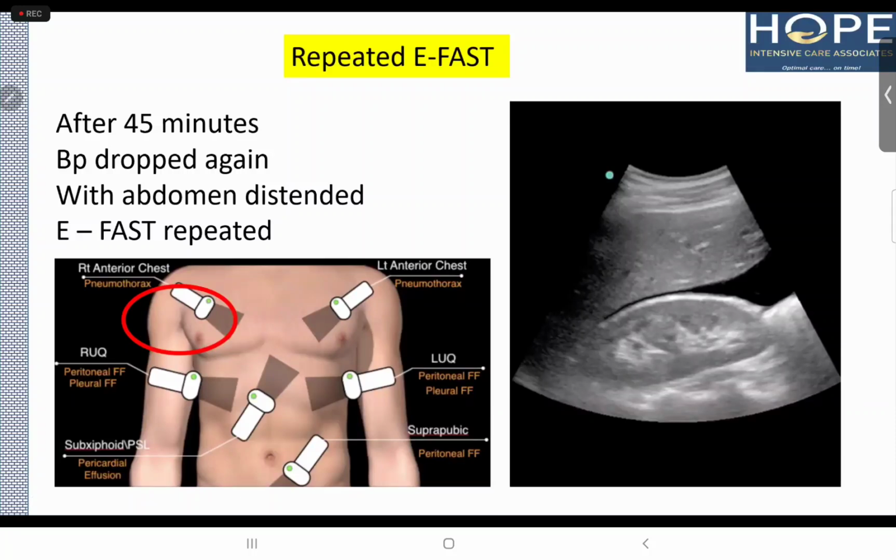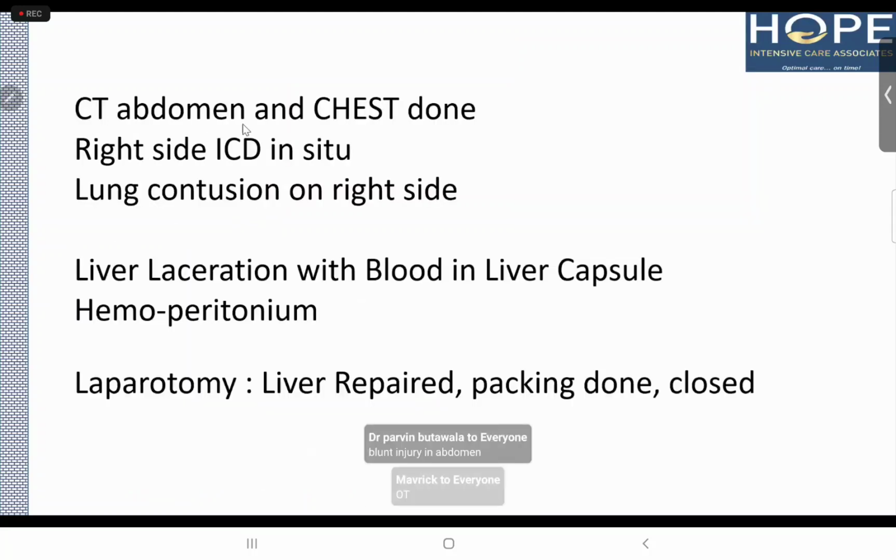Now you have resuscitated this patient. You have drained the pneumothorax. Now you are on to another cause. This patient is still tachycardic, still hypotensive. So it is obvious that this patient has started bleeding or oozing in the abdomen. So this patient had CT abdomen and CT chest done, and the right-sided ICD was confirmed. Lung contusion was present on the right side. That's also a reason for persistent hypoxia despite ICD.